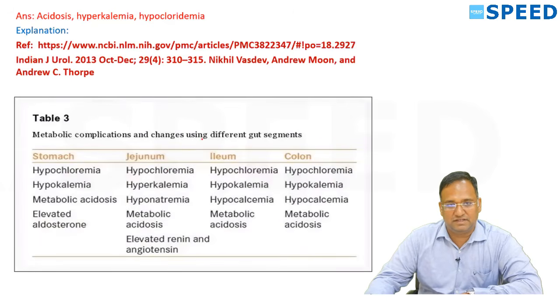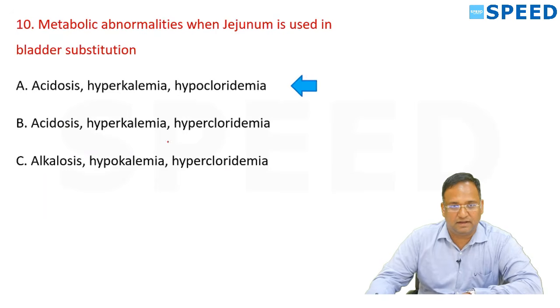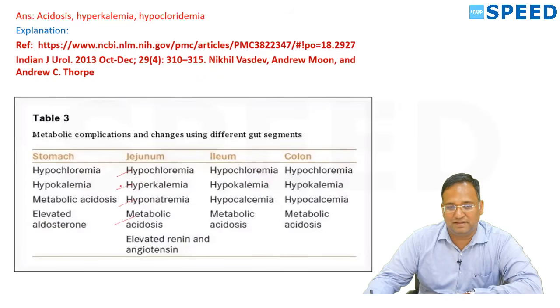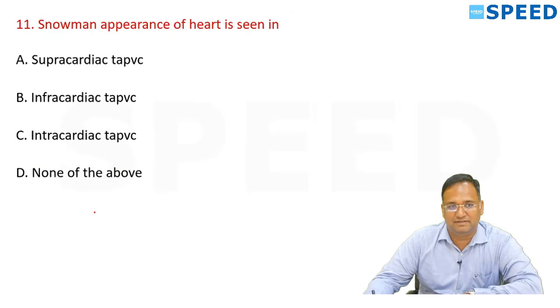So, there are metabolic complications and changes with the use of different gut segments: stomach, jejunum, ileum or colon. When jejunum is used, it will cause hyponatremic, hypochloremic, hyperkalemic metabolic acidosis. So, you can see here these are different combinations. Anyway, this will be posted for you, so you can go through what the rest of the organs can give.